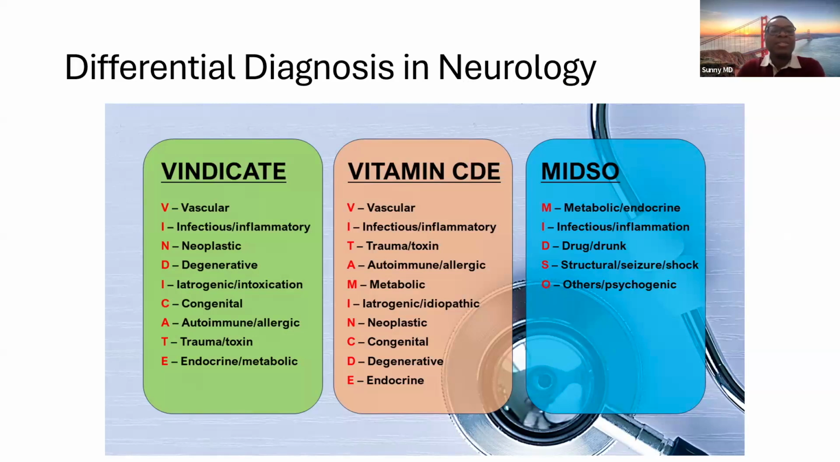Okay, so what does that mean? V stands for vascular, I stands for infections or inflammatory, N is for neoplastic, D is for degenerative, I for idiopathic or iatrogenic and intoxication, C is for congenital, A is for autoimmune or allergic, and T is for trauma, toxin, alcohol falls in that category, and E is for endocrine or metabolic. Or if you prefer, you can do Vitamin D. There's another short structured one, but you can ignore that.